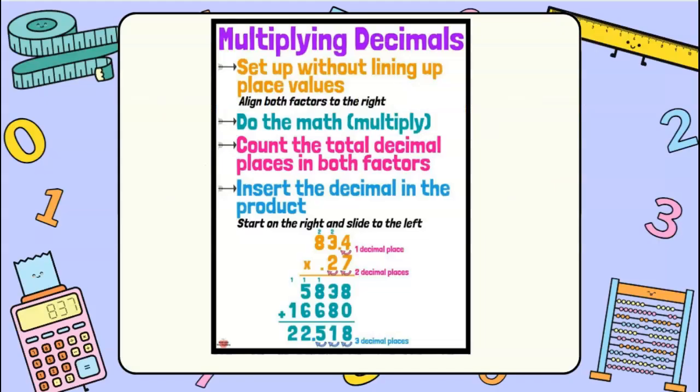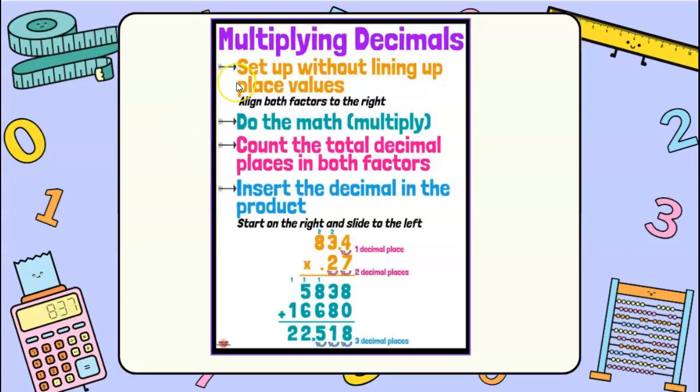So these are the steps that we're going to be using for multiplying decimals, whether we're multiplying whole numbers and decimals or multiplying two decimals together. We'll follow these same steps. And this is going to be the anchor chart that we would want to print out, put in our notebook, or write down in our math notes.